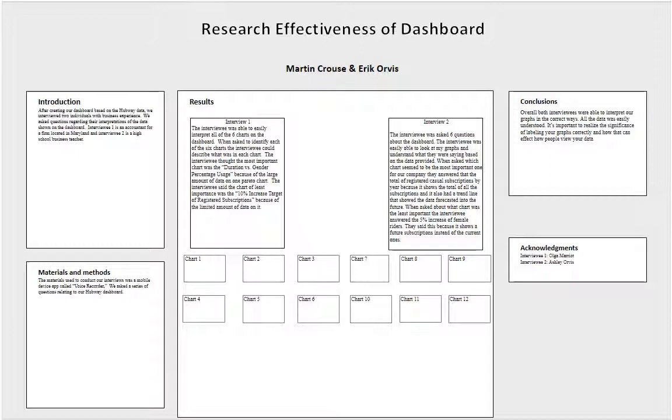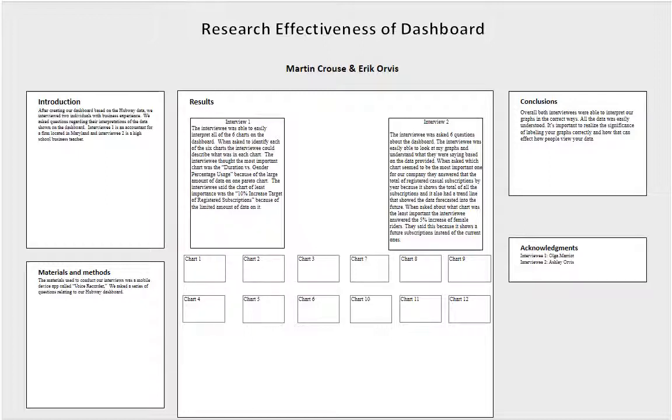When asked which chart seemed to be the most important one for a company, they answered the total of registered/casual subscriptions by year, because it shows the total of all the subscriptions, and it also had a trend line that showed the data forecasted into the future. When asked about what chart was the least important, the interviewee answered the 5% increase of female writers. They said this because it shows future subscriptions instead of the current ones.